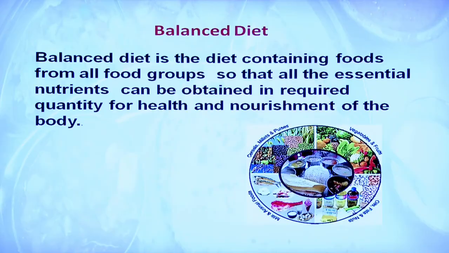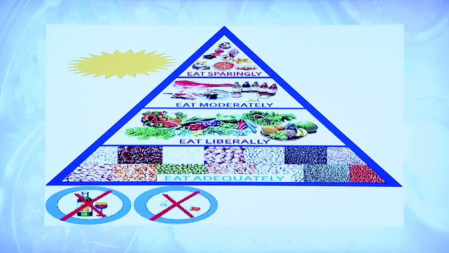Different age groups, different activity, different physiological conditions require different amounts of nutrients, and accordingly the balanced diet can be planned, but it is very easy to learn the basics of balanced diet. In the picture you have seen there are different food groups, and in the middle you have seen the Indian thali. This is a pyramid from India.